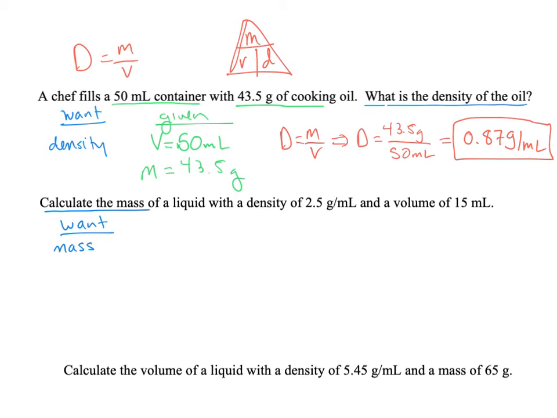Okay. What did they give us? Well, we look for the numbers. They've given us a density of 2.5 grams per milliliter. And they've given us a volume of 15 milliliters. Great. We've got it all together. Okay. So what they want this time is they want mass. And so if I go back and I come up here and I cover up my mass, that tells me how to calculate this. So mass equals volume times density.